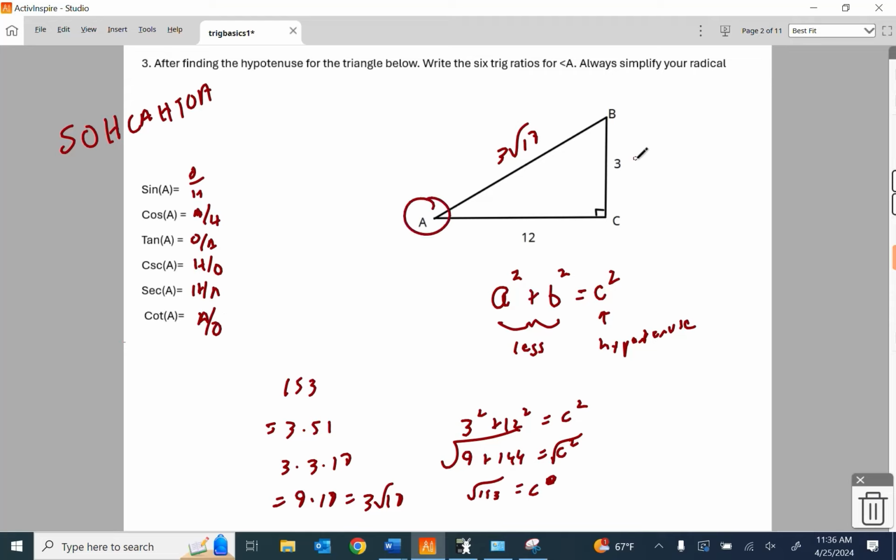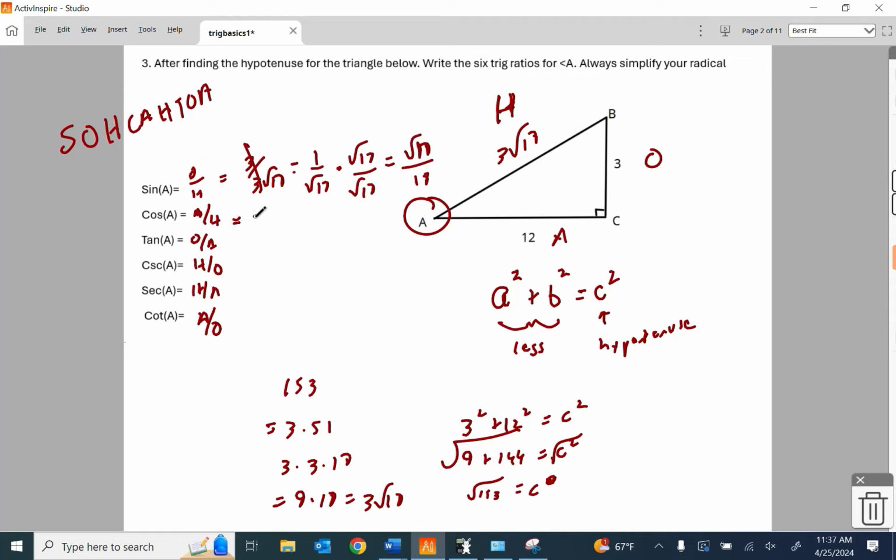Now opposite of angle A is a 3. The hypotenuse is 3 root 17, and 12 is the adjacent side. Notice I'm labeling things. So opposite over hypotenuse would be 3 over 3 root 17. The 3's cancel. 1 over root 17. I do not like having radicals in the bottom, so I multiply top and bottom by root 17 over root 17. 1 times root 17 is root 17, and a radical times herself is the number inside. So root 17 over 17.